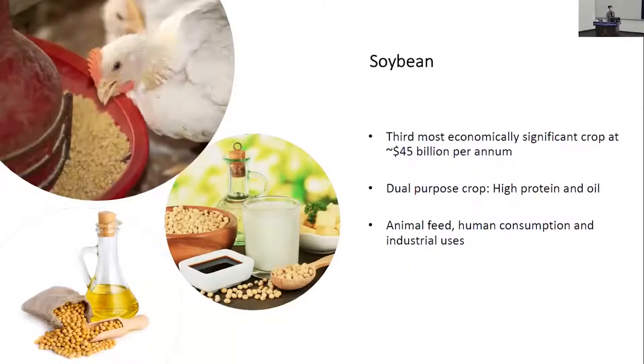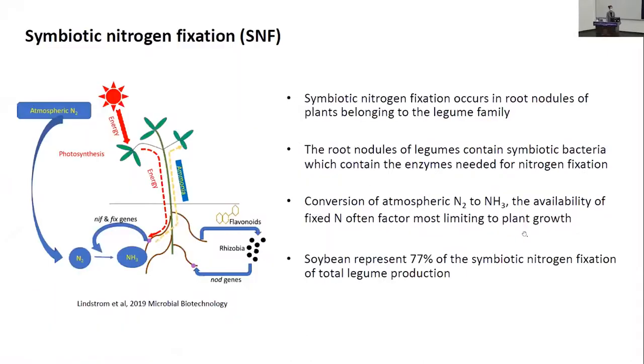And besides this, soybean contains high protein and oil. Due to this character, soybean is widely used as food for animals and humans, and also widely used in industry. And as we know, soybean belongs to the legume family.